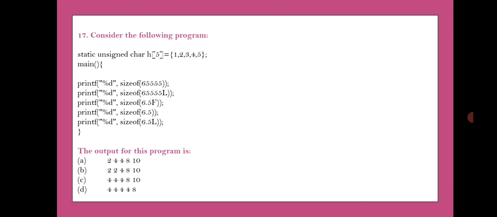Hence it prints 4 4 4, and since it is 4 bytes, and it is double, it gives 8 bytes, and the final long double gives 10 bytes.